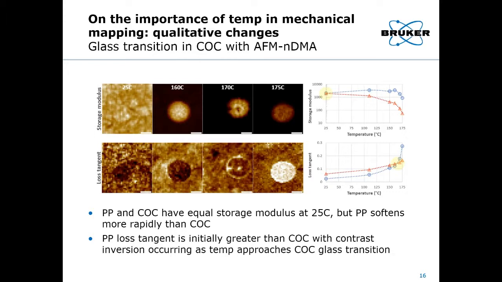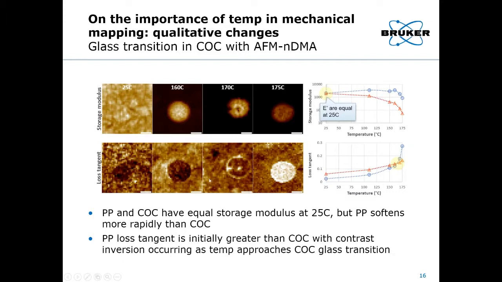But in this case, instead of doing the measurements as a function of frequency, we do them as a function of temperature. So we have here on the top row force volume maps again, of storage modulus at different temperatures. And we also have a plot of the storage modulus of the two components as a function of temperature. In the storage modulus, essentially they start out at the same value, the two components, and then the polypropylene quickly decreases in storage modulus. And eventually at 175, the COC really gets softer as well. But you stay that way pretty much the whole time.